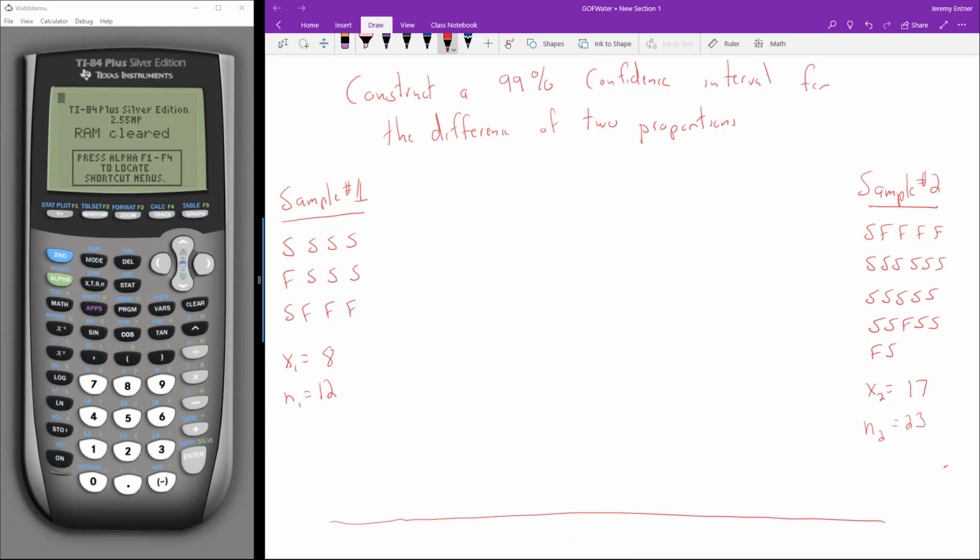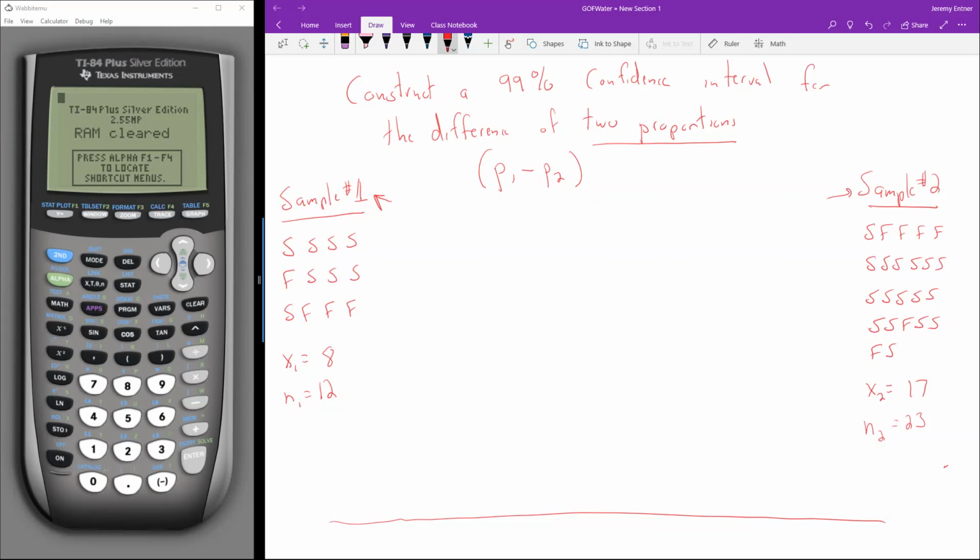We want to make a 99% confidence interval for the difference between two proportions. That's what we want to be doing, and that's what we've got to do right here. Now, the way we do it is we're going to need two samples: a sample number 1 like this, and a sample number 2 like this.